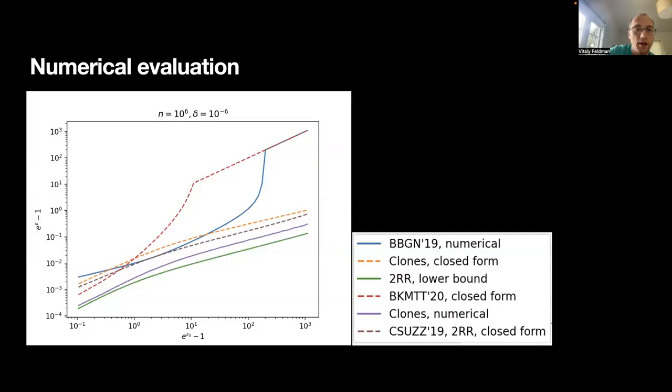So let me tell you a little bit about the specific numerical results we get. This is a somewhat busy plot, but let's first start with what we are mapping. We're looking at the plot of how epsilon 0 maps to epsilon, which is the y-axis, after the amplification for a specific setting of n being equal to 1,000,000 and delta being equal to 1/1,000,000. And the green line, which is the lowest, is the lower bound, which is basically the amplification one gets specifically for the binary randomized response.